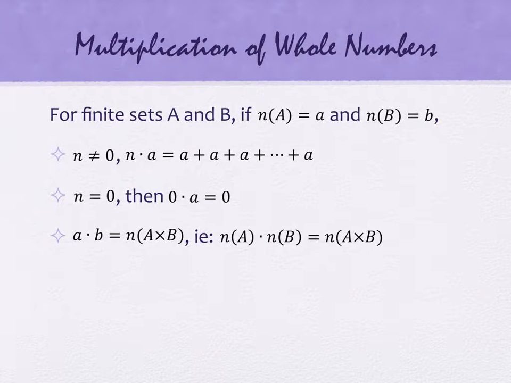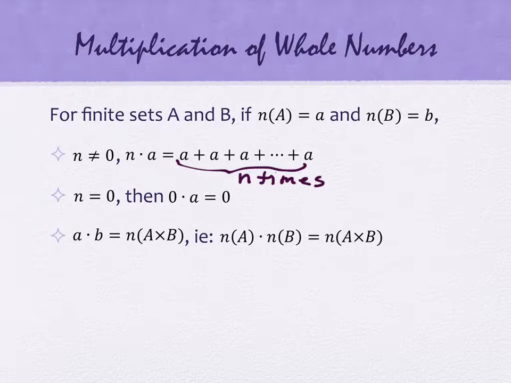So if we have finite sets A and B, where n of capital A is lowercase a and n of B is capital B, so these are just the number of items in them. As long as n is not 0, then little n times A is A plus A plus A, all these A's, n times. We say that when n equals 0, then 0 times A is 0.